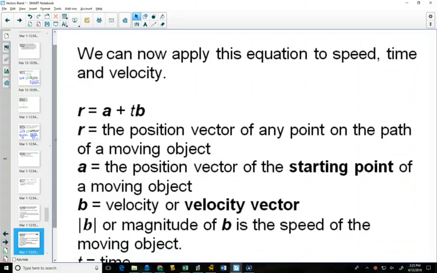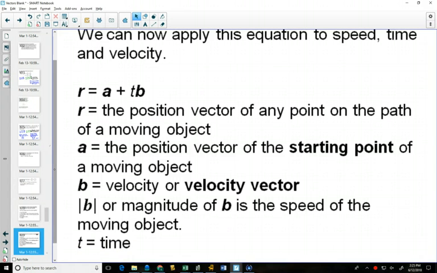Instead of r being the position vector of any point on a line, we say it's the position vector of any point of the path of a moving object. And we have a starting point, A, not just any point on the line, because that starting point is when t is 0. And t will stand for time. Our direction vector is now our velocity vector, because our velocity vector will tell us how far we're going in 1 unit of time. And the length, or the magnitude of our velocity vector, is the speed of the moving object.